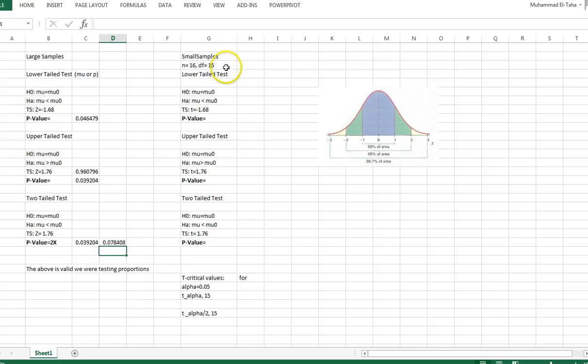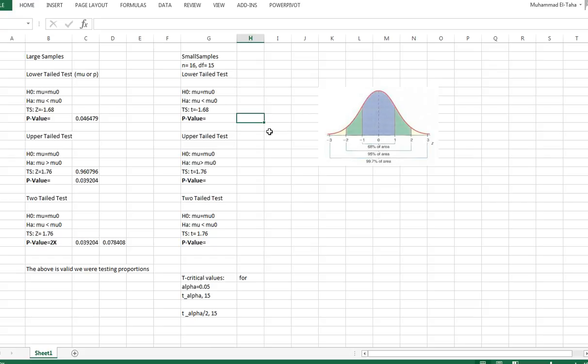If my sample is small, in this case I had a sample of 16, which means my degrees of freedom will be 15. My original population is normal with unknown variance, so that means I have a t-distribution now. Calculating the p-value is very similar, except we have to use the t-distribution instead of the z-distribution. We have different ways of doing this, so different students may do it differently. I just want to go over a couple of these.